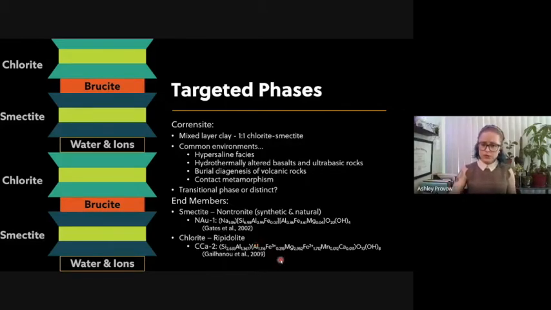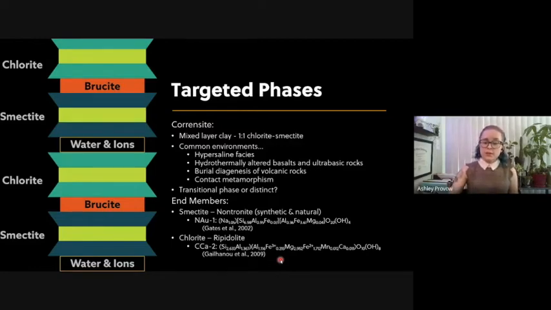There's a little bit of a controversy when it comes to mixed layer clays. Some folks suggest it is a transitional phase when altering from, for example, smectite to chlorite or vice versa, while others suggest it is in fact a distinct phase with its own thermodynamic properties. I actually think there's evidence for both, and because of that, we're performing these experiments on the end members, smectite and chlorite, as well as the mineral corrensite itself.